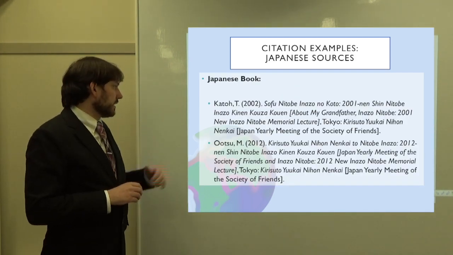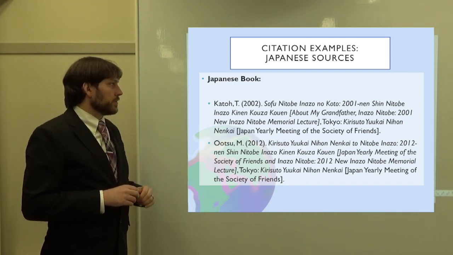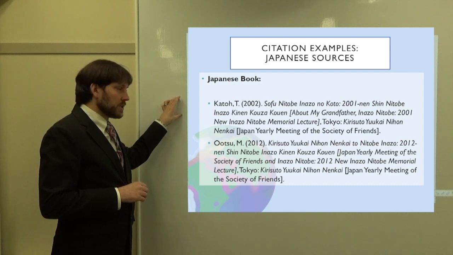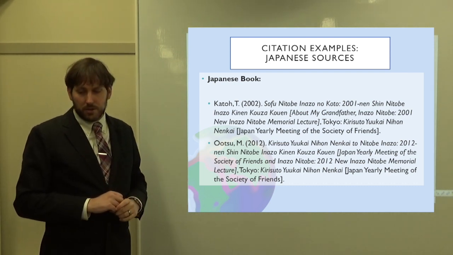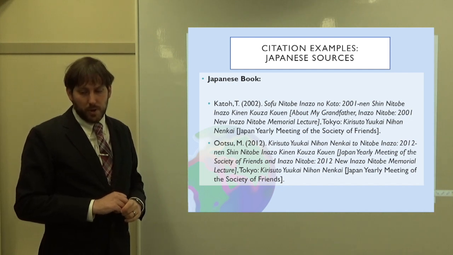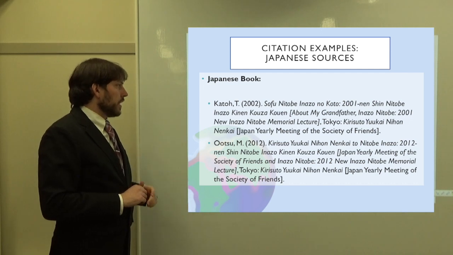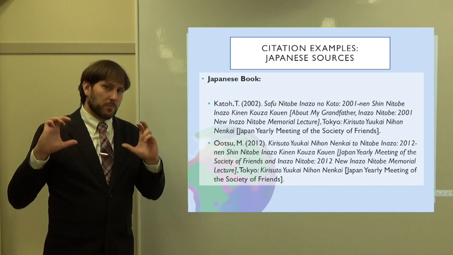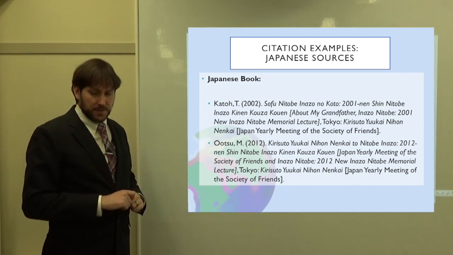So this is T. Kato, 2002, Soufu ni tobe inazo no koto. 2001年 Shin ni tobe inazo kinen koza koen. Again, notice this is in italics for the title of the book. And then in parentheses, about my grandfather, Inazo Nitobe 2001, New Inazo Nitobe Memorial Lecture. Tokyo, the place where it happened. And Kristo Yukai Nihon Nenkai. And again, if it's in Japanese, in brackets, what it was: the Japan Yearly Meeting of the Society of Friends.